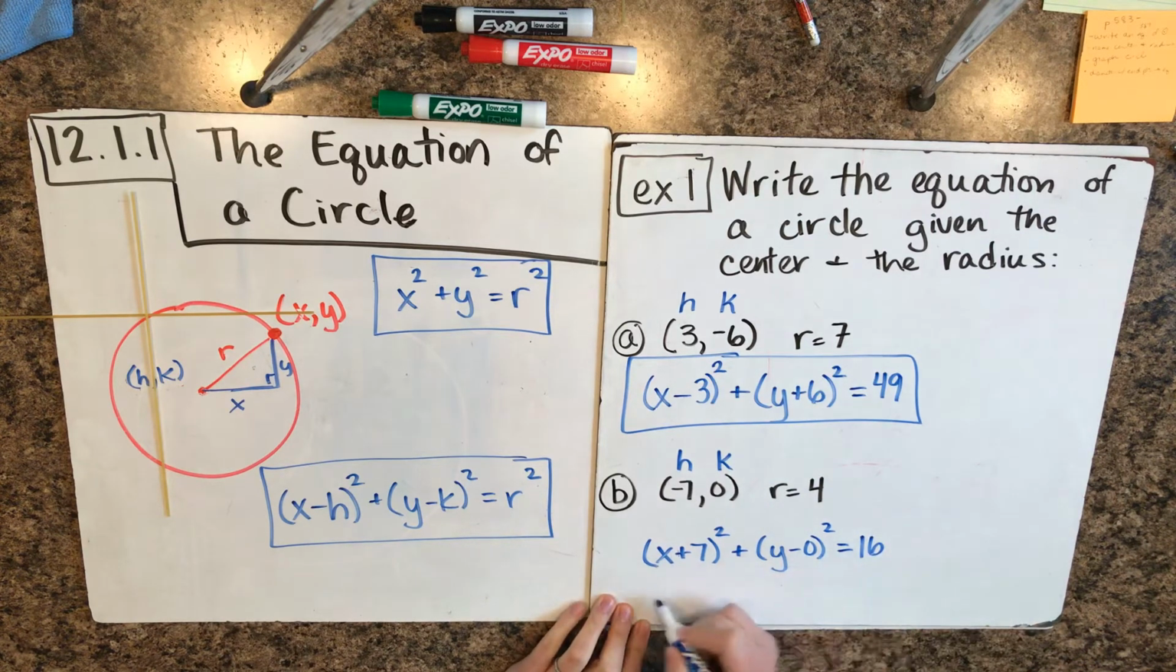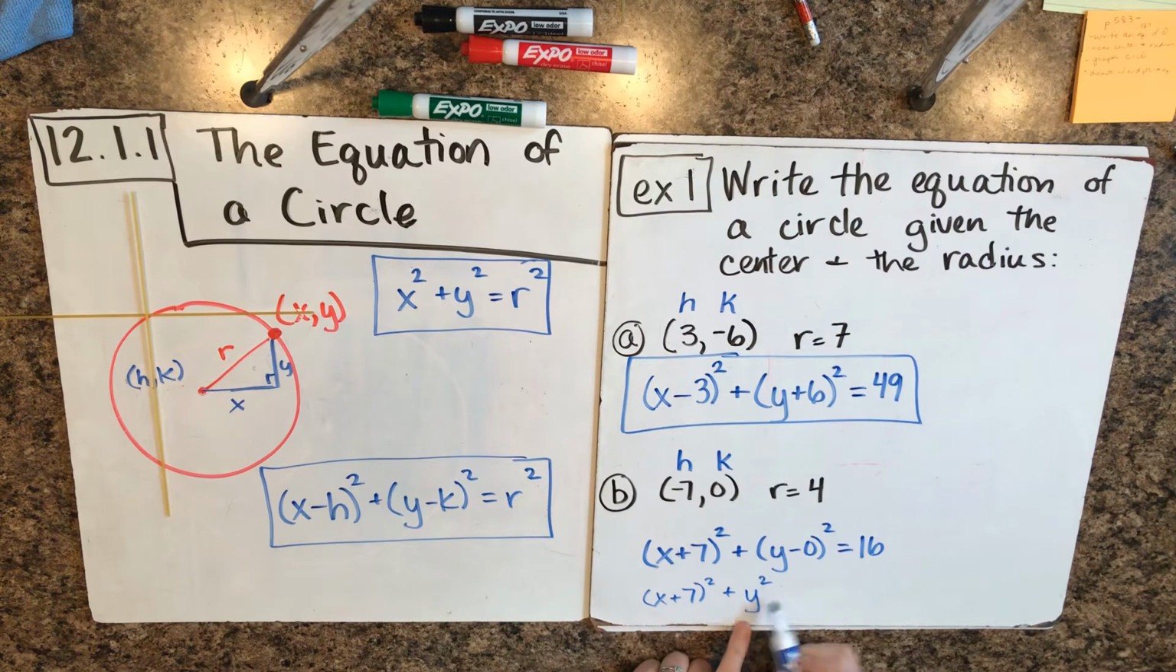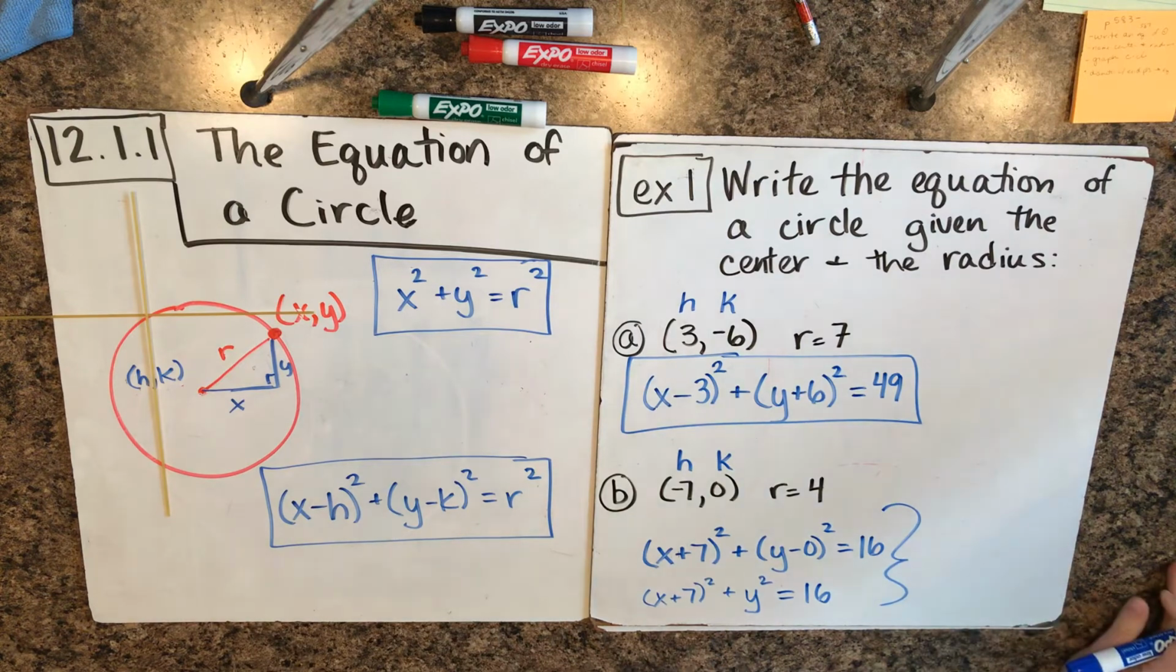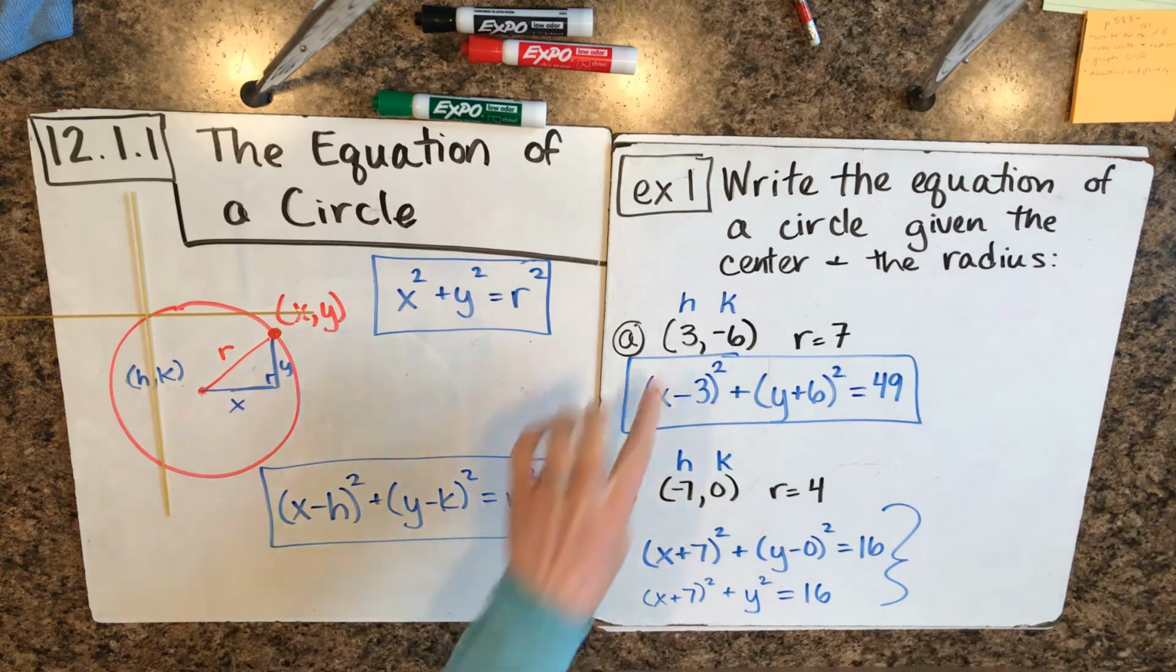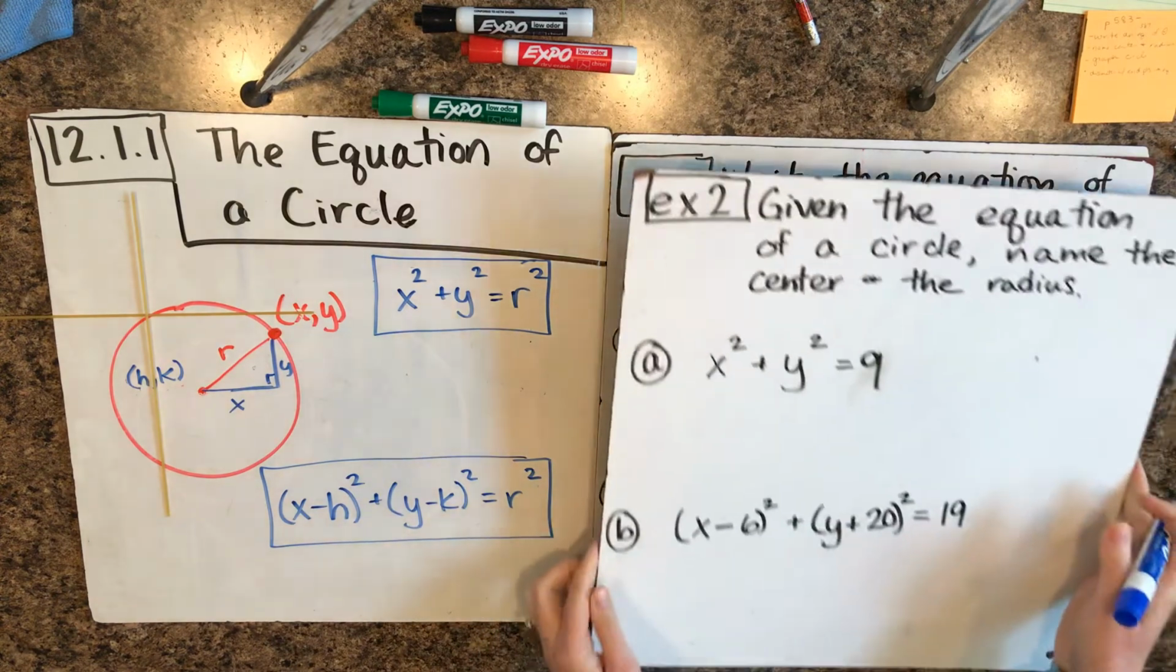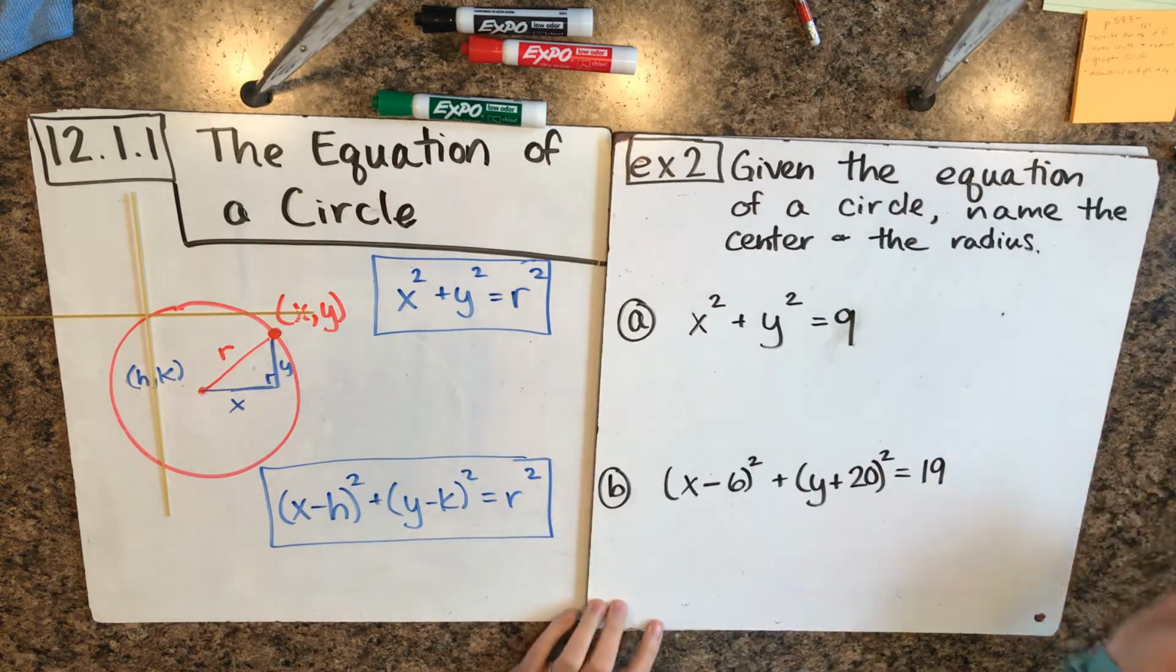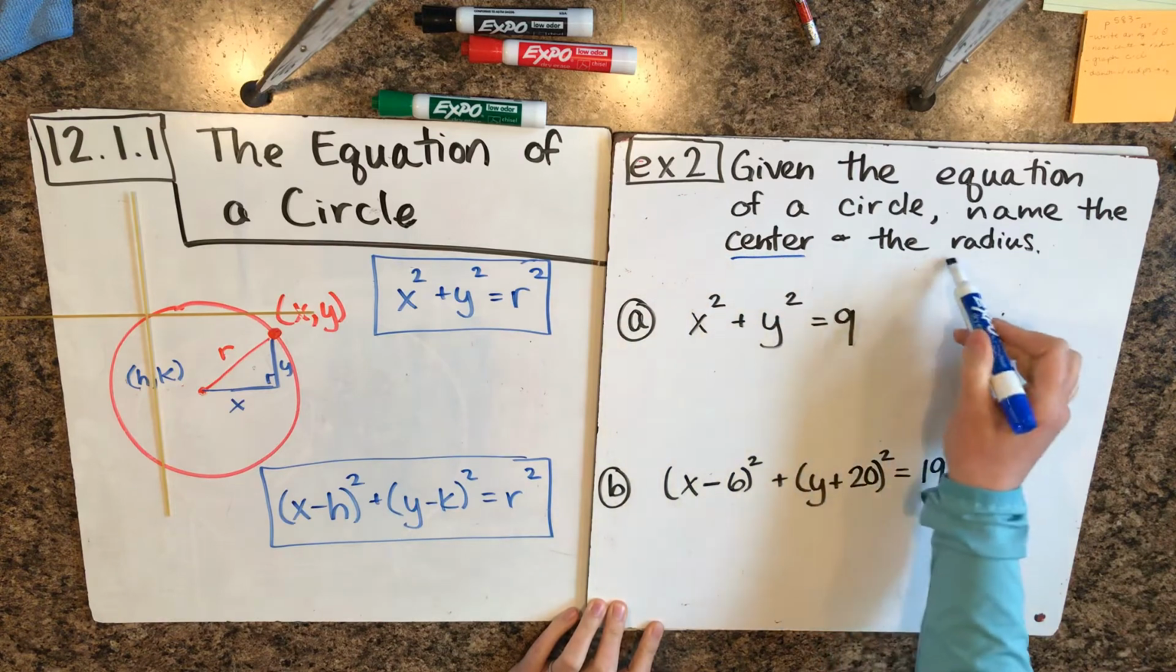You could write y minus 0. It's also completely acceptable, and probably written a little bit more like this, without writing any 0 there, okay? Either of these two is absolutely fine, okay? Then, sometimes what's going to happen, instead of us giving you the center and the radius, we're going to give you the equation and we're going to ask for the center and the radius.